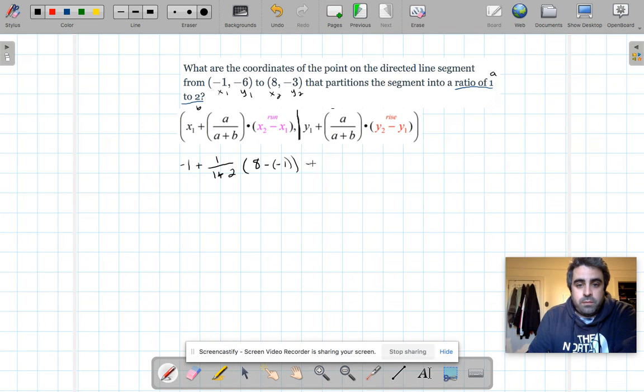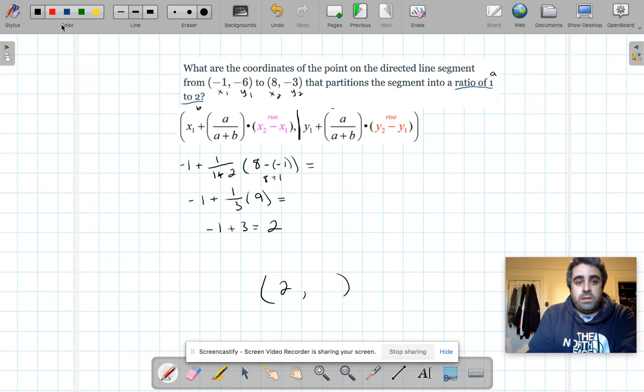All right. So this can be computed on a calculator. I'll do it step by step here just to show you. So -1 plus 1 over 3. And then 8 minus -1 is the same as saying 8 plus 1, which is 9. So now we'll just keep simplifying. 1/3 times 9 is 3. -1 plus 3 is 2. So our x coordinate for our final answer is 2.